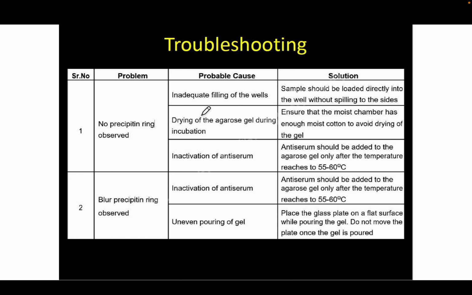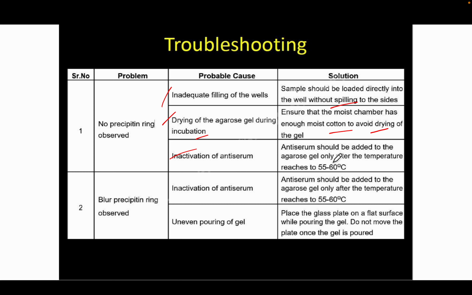So some troubleshooting surrounding these experiments: if you face a problem in getting no precipitant ring, the probable causes are inadequate filling of the wells, drying of the agarose gel during incubation, and inactivation of antiserum. Sample should be loaded directly into the well without spilling on the sides. Ensure that the moist chamber has enough moist cotton to avoid drying of the gel.